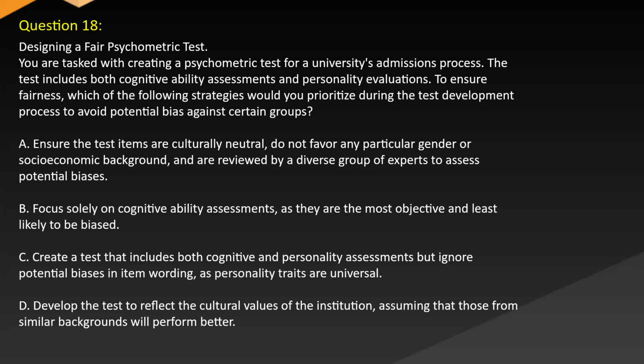B. Focus solely on cognitive ability assessments as they are the most objective and least likely to be biased. C. Create a test that includes both cognitive and personality assessments but ignore potential biases in item wording as personality traits are universal. D. Develop the test to reflect the cultural values of the institution, assuming that those from similar backgrounds will perform better.